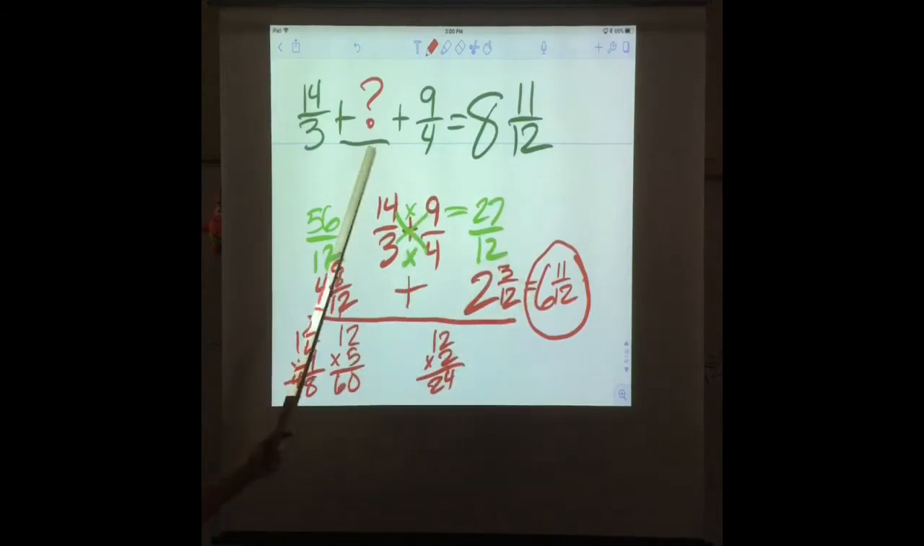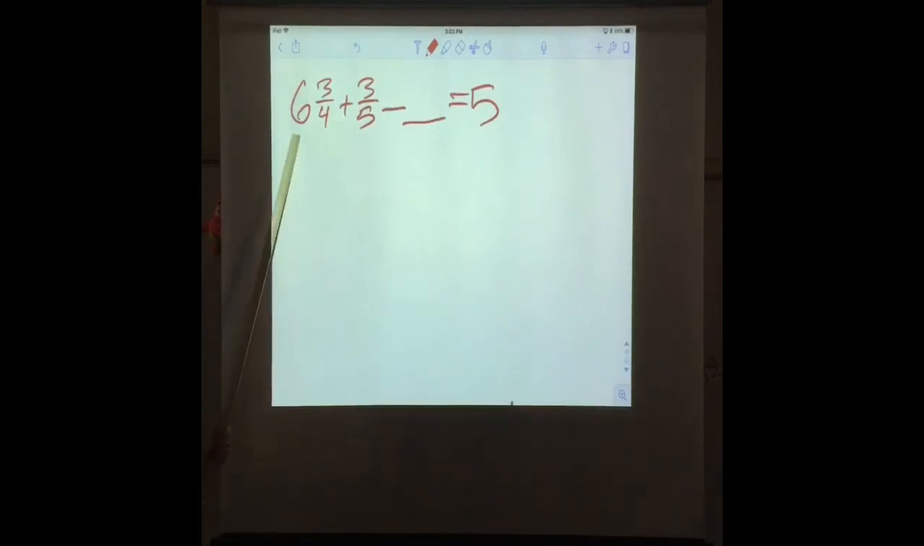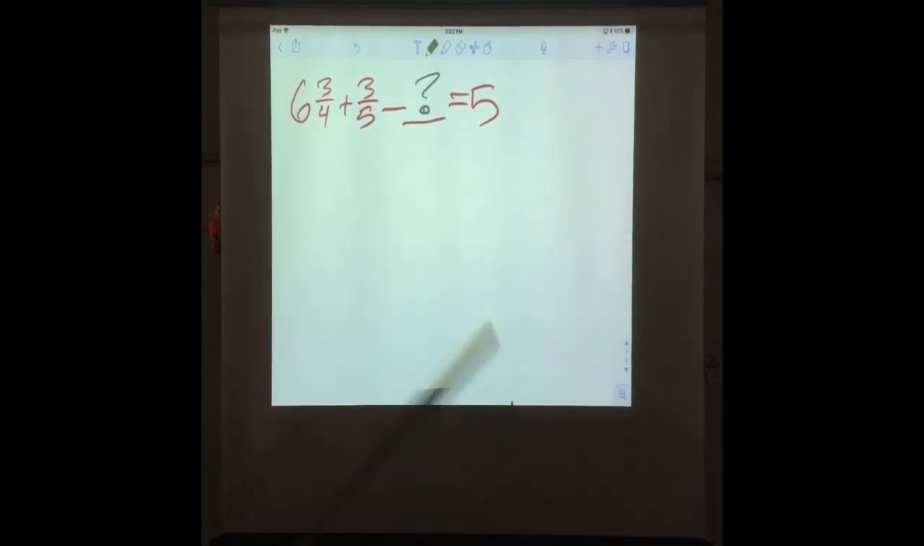What do you think our mystery number is? That's right. Good job. You said let's add 2 to this. Good job. So our 11 twelfths plus nothing below is 11 twelfths. And then 6 plus 2 is 8. So our mystery number is 2. Good job.